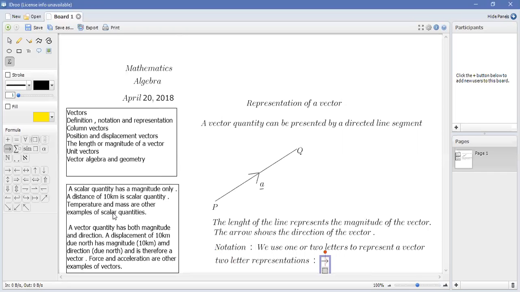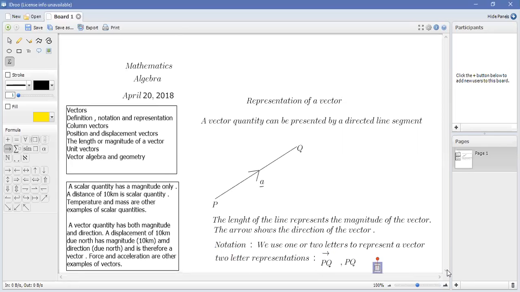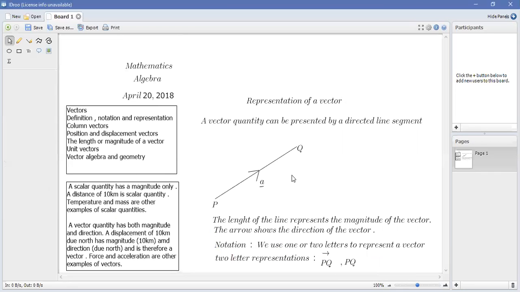You write it with the arrow like that. It is shown like this in some textbooks, or you just have it by itself like this. So those are the two letters. You can use it that way. All right? Everybody see that? Yes, sir.